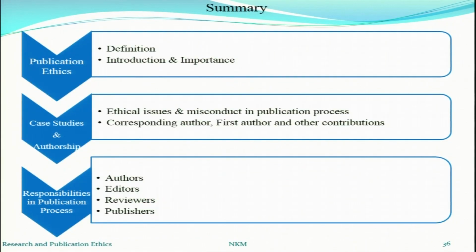Now let's summarize whatever we have discussed so far in this lecture. We discussed the idea of publication ethics in terms of its definition and importance in the publication process. We analyzed case studies to understand what kind of misconduct there is in research practices. We discussed the authorship criteria. We understood clearly about the corresponding author, first author and other contributions in the research process. In the end, we tried to understand the responsibilities in the publication process: responsibilities of authors, editors, reviewers and publishers.